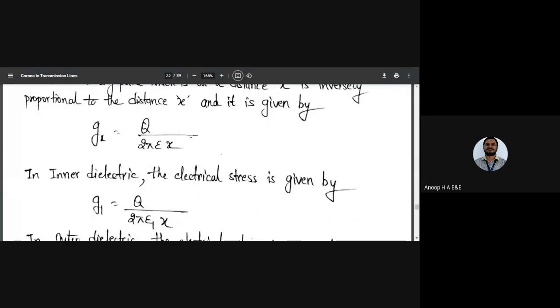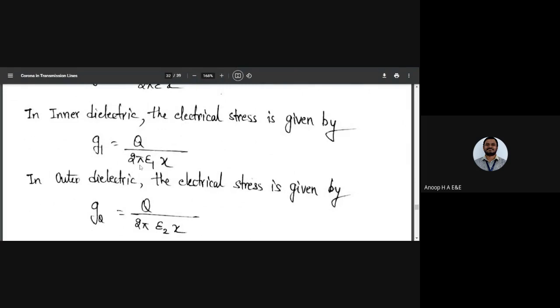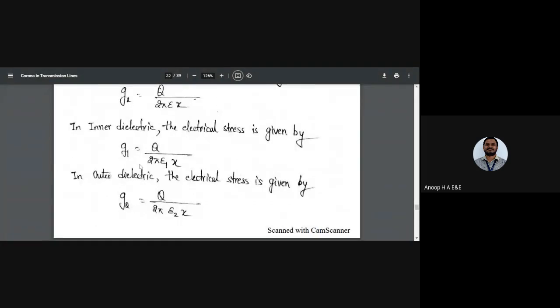Now, once we have the inner dielectric and the outer dielectric, how can we write it? So for the inner dielectric and the outer dielectric, G1 and G2, we will have Q divided by the dielectric. So what will be the dielectric of the inner one?